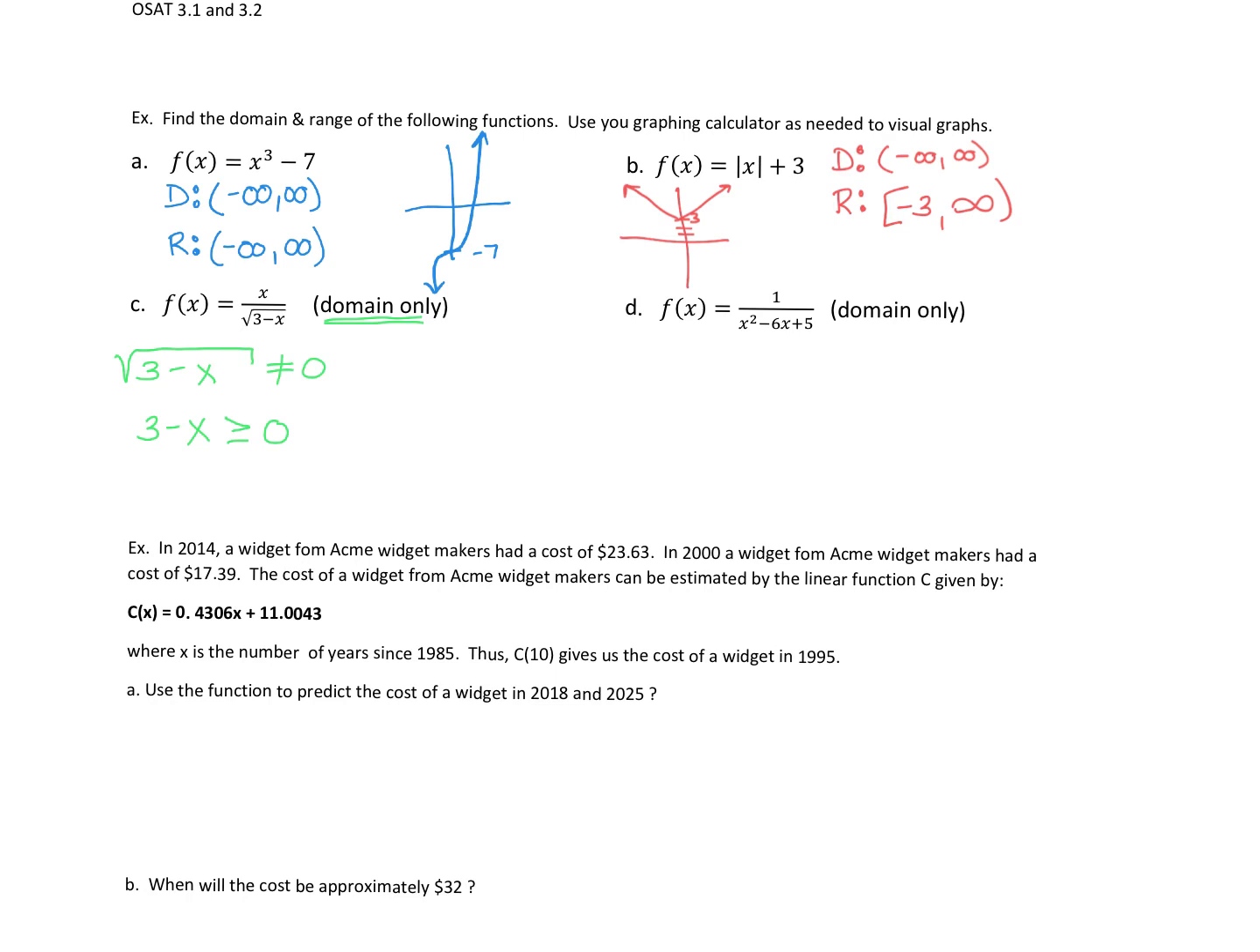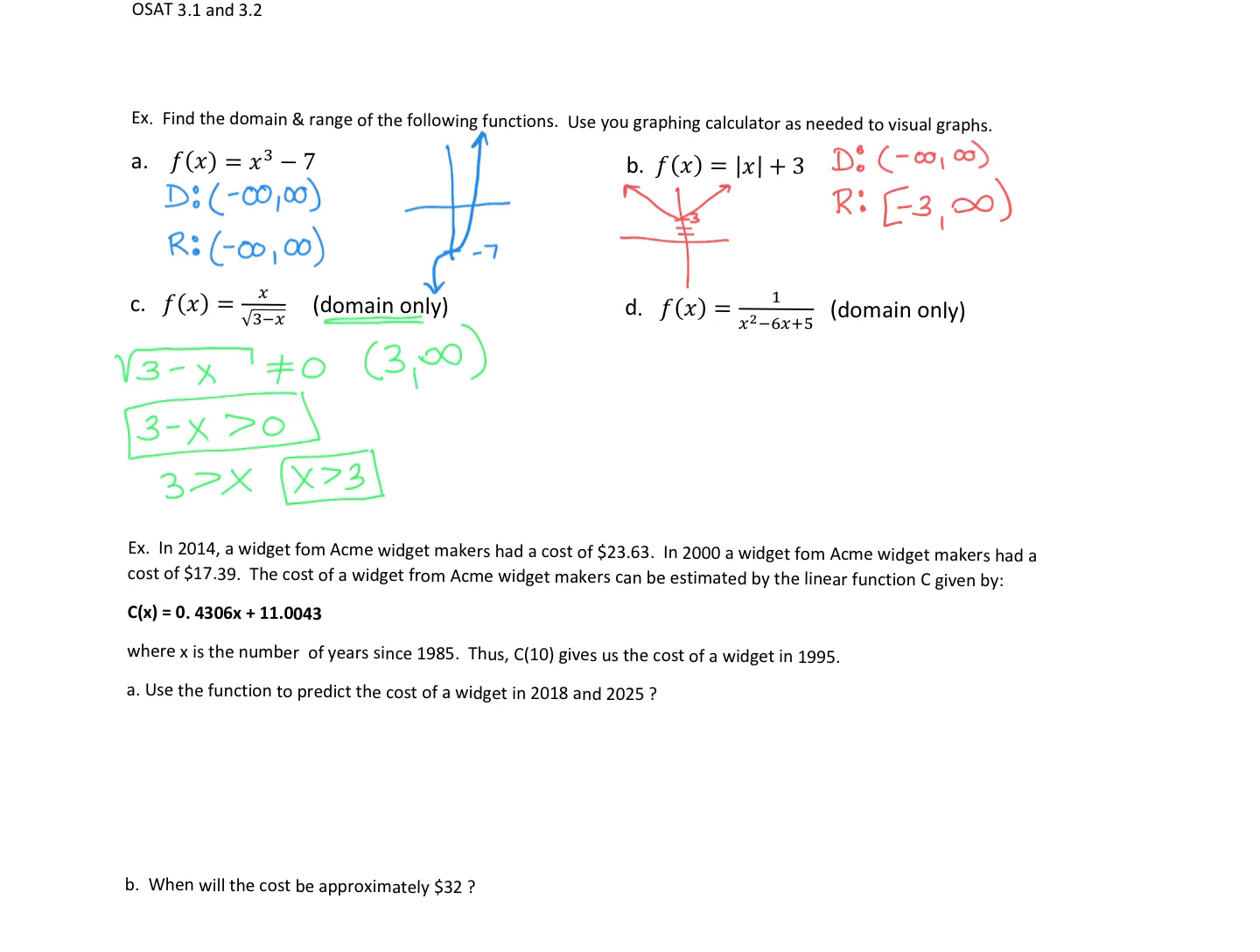Only in this particular case, we know it can't be equal to 0, so we're just going to take 3 minus x greater than 0. If we solve this, we get 3 is greater than x, or flipping it around, x is less than 3. And in interval notation, that would be from negative infinity to 3. Notice we're not including the 3 because the 3 is what makes the denominator 0.